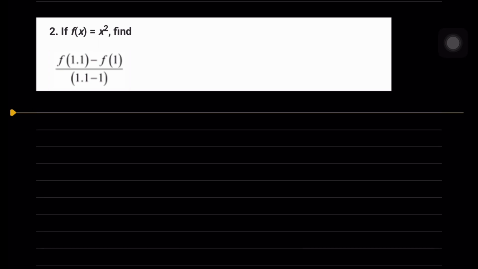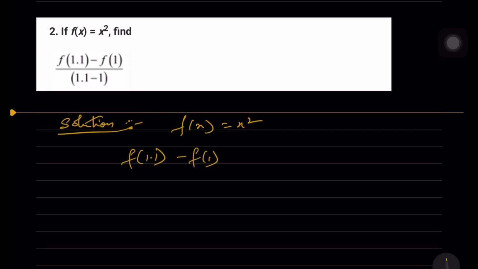Now in the second problem, if f of x is equal to x square, find what is f of 1.1 minus f of 1, divided by 1.1 minus 1. So what are we going to get? We'll just see here. The solution: what is given to us here? It's given that f of x is equal to x square, and we need f of 1.1 minus f of 1 by 1.1 minus 1.